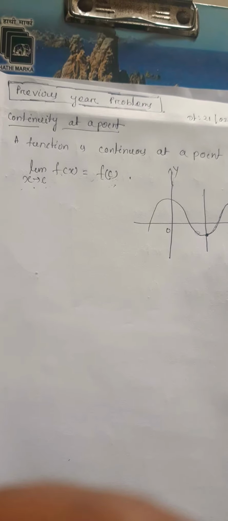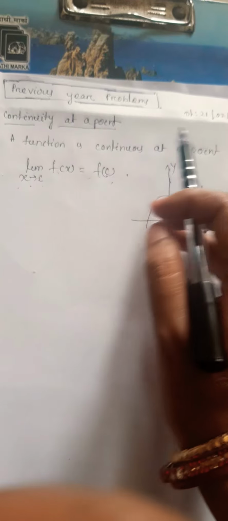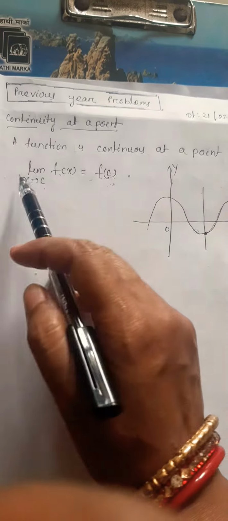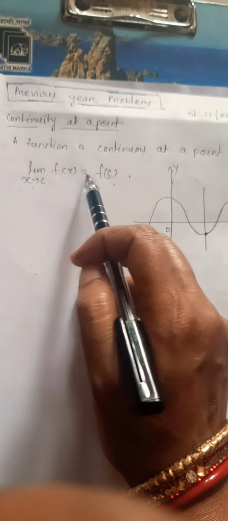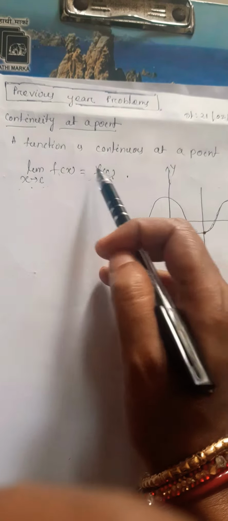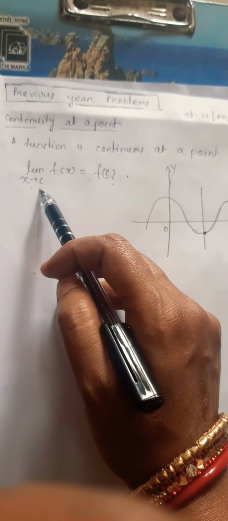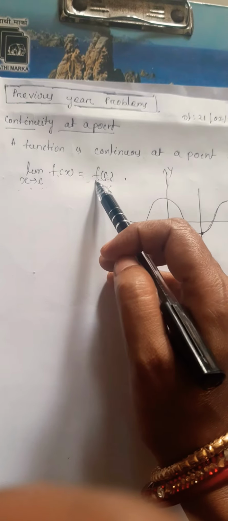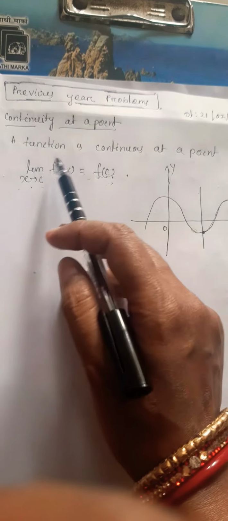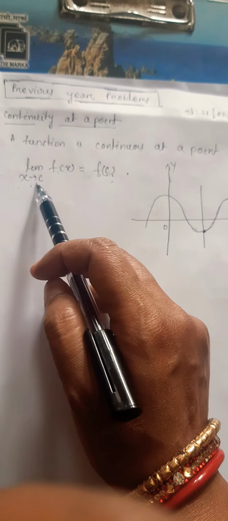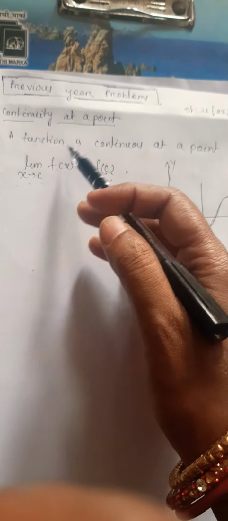What is the continuity of a function at a point? As we have discussed earlier, a function is continuous at a given point x equal to c if and only if limit x tends to c f(x) equals f(c). That is your functional value, and this is the limiting value of the function as x tends to c. Functional value means the value of the function when x is exactly equal to c, and the limiting value means when x tends to c, the value to which f(x) becomes closer and closer. If these two are equal, then the function is continuous at the given point x equal to c.